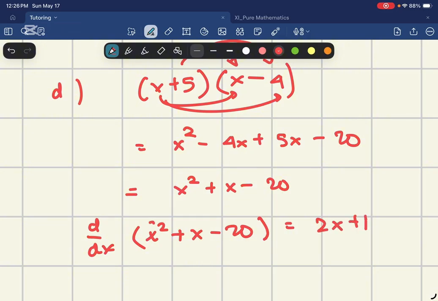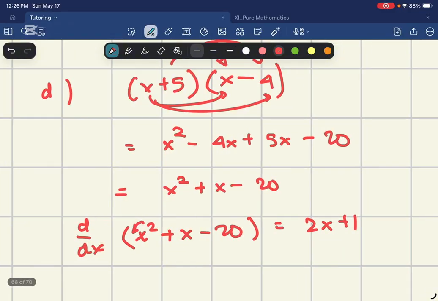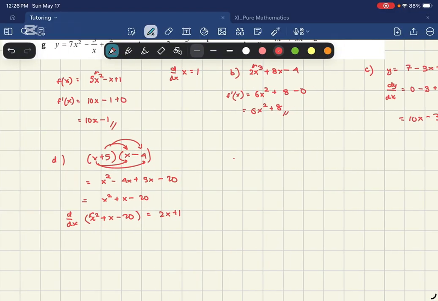So 2 to the front, right? 2 times 1 is 2. So 2x and then 2 minus 1 is just 1. So 2x to the power 1 plus 1. Derivative of x is just 1. Derivative of constant is 0. So you get 2x plus 1.